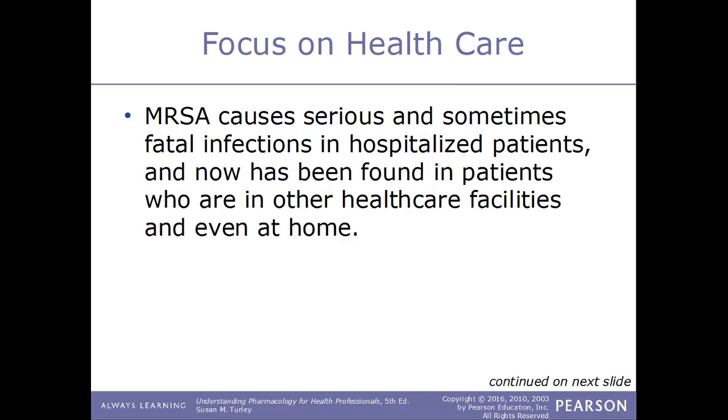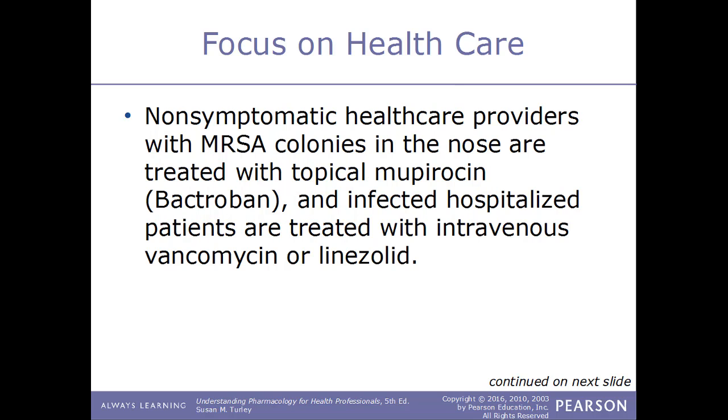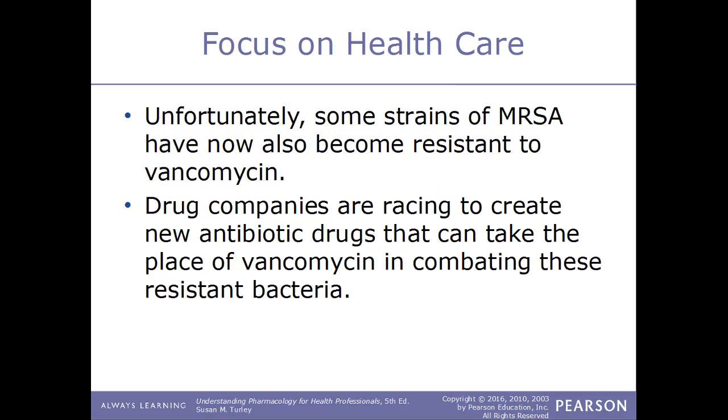Now, MRSA causes serious and sometimes fatal infection in hospitalized patients, and now has been found in patients who are in other healthcare facilities and even at home. Now, MRSA exists in the noses of some healthcare providers who are not ill, but inadvertently pass it on to hospitalized patients whose immune systems are unable to combat it. Non-symptomatic healthcare providers with MRSA in the nose are treated with a topical drug, Bactroban, and infected hospitalized patients are treated with intravenous vancomycin or linezolid. Now, unfortunately, some strains of MRSA have now become resistant to vancomycin, and drug companies are racing to create a new antibiotic drug that can take the place of vancomycin in combating the resistant bacteria.